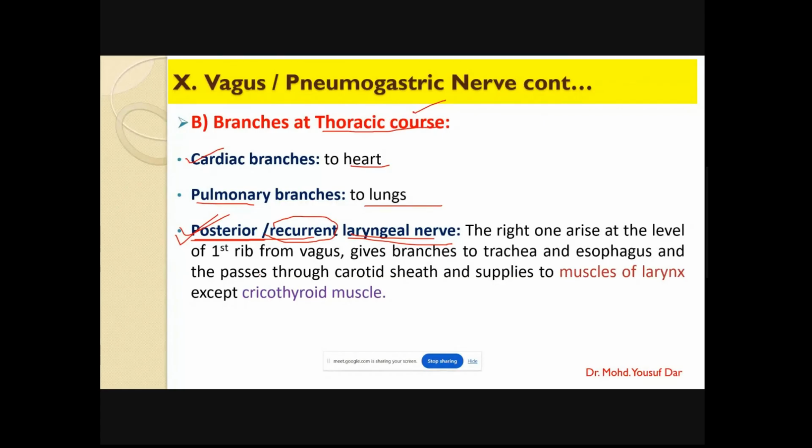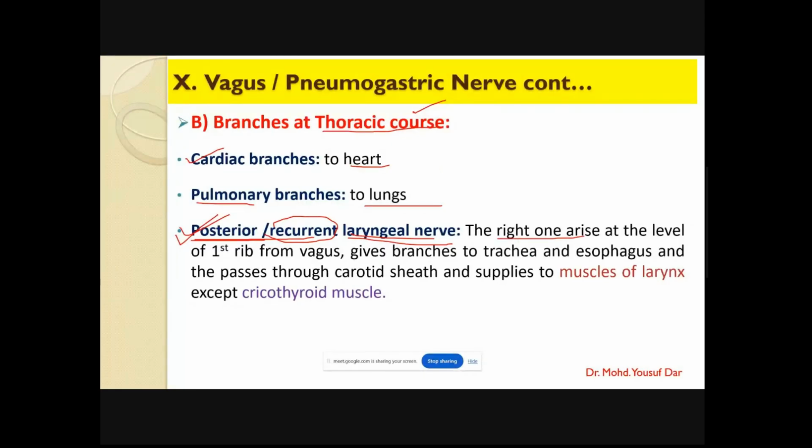So here is a variation. That means the right recurrent laryngeal nerve and the left recurrent laryngeal nerve. Okay? So the right one will arise from the right vagus, and the left will arise from the left vagus. But their origin varies. The right one arises from the vagus earlier, while the left one arises at a later stage. So now coming to the first, that is the right laryngeal.